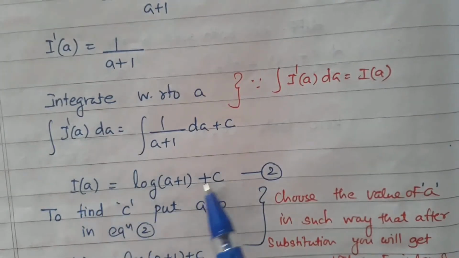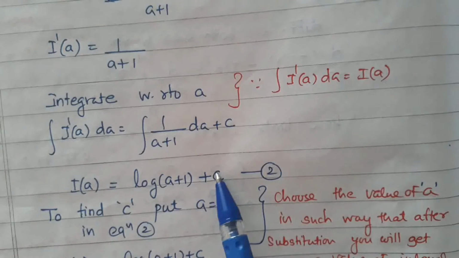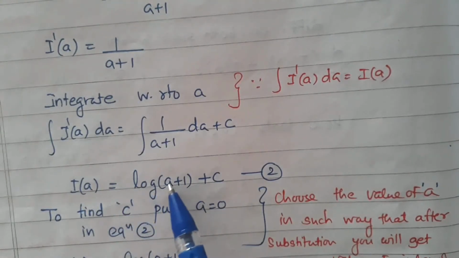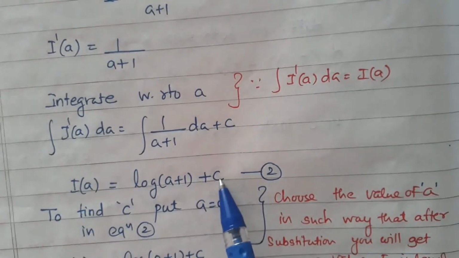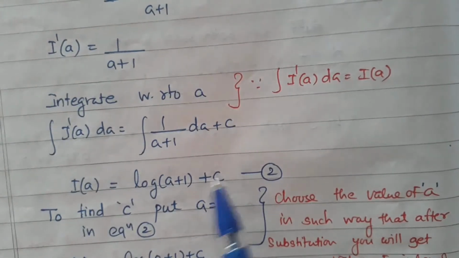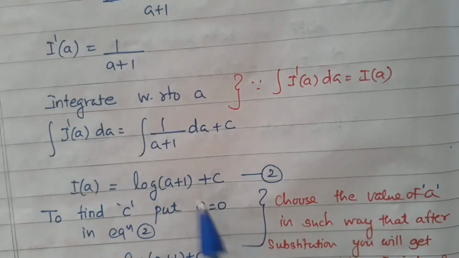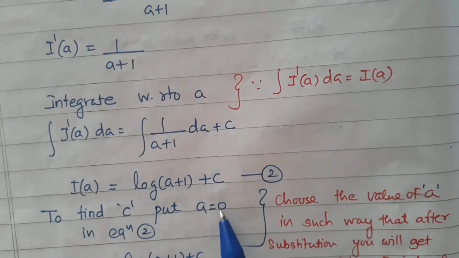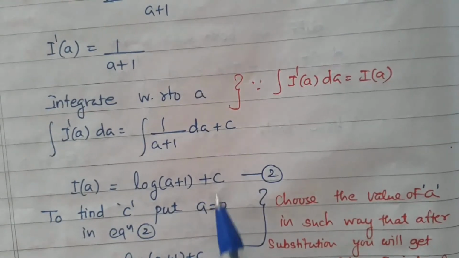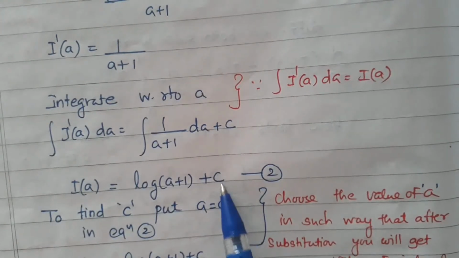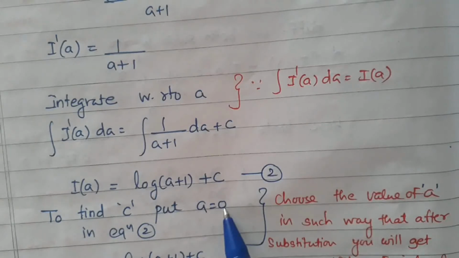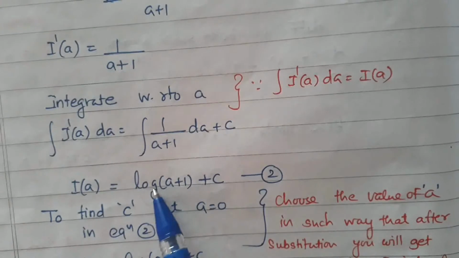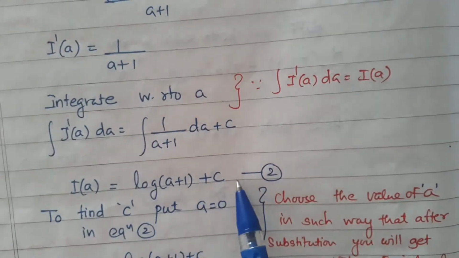But this is not your final answer, because your given integral is the definite integral. So here, to find the value of c, we have to use some value of a in this equation number 2. So we decide to substitute a equals 0, because of that, you will get very easily the value of c. Put a equals 0. This becomes I of 0 is equal to log of 0 plus 1 plus c.